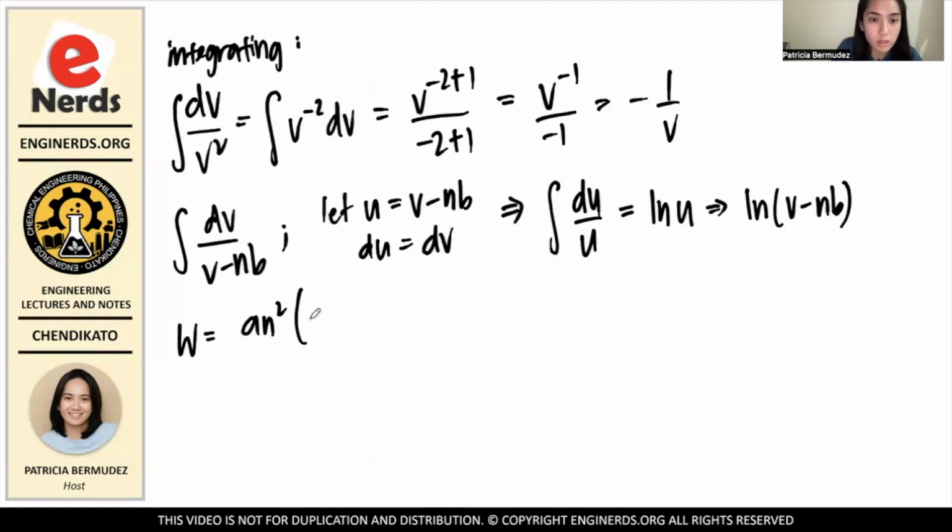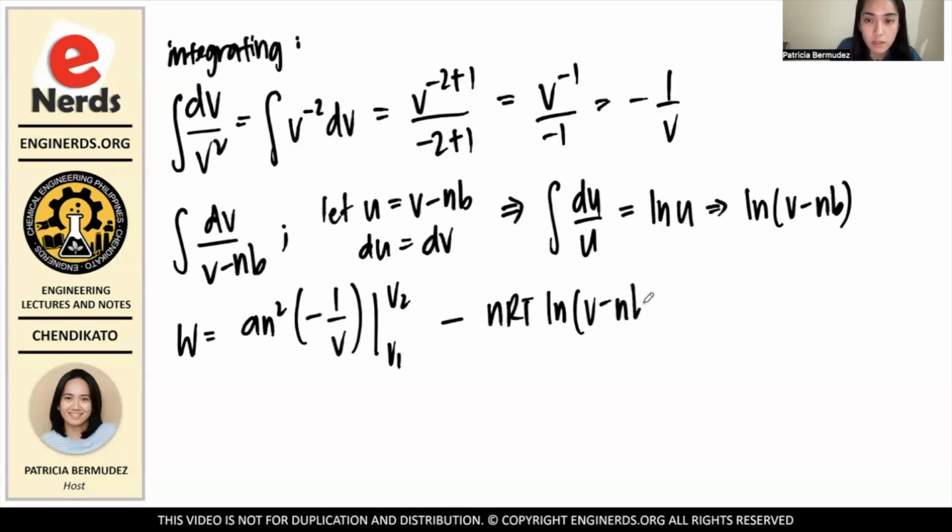negative 1 over v, and then that is bound from v1 to v2, and then the integral of this, it's minus nRT ln v minus nb bound from v1 to v2. Okay? So now we just have to take the definite integral. So our work will be equal to, let's take out the negative sign here. Okay? Let's just take it out to make it easier.